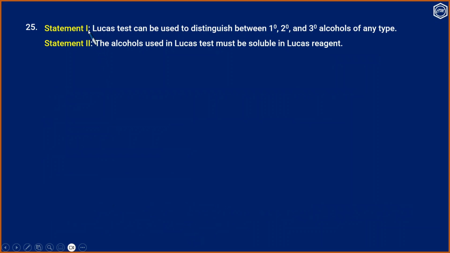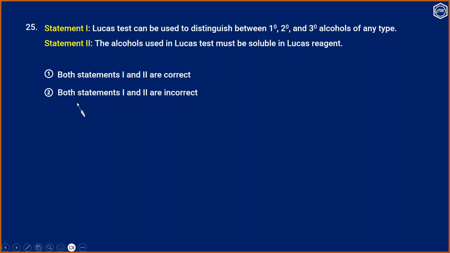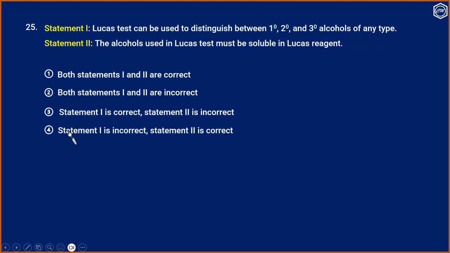Question number 25. Statement 1: Lucas test can be used to distinguish between primary, secondary, and tertiary alcohols of any type. Statement 2: The alcohols used in Lucas test must be soluble in Lucas reagent. Option 1: both statements 1 and 2 are correct. Option 2: both statements 1 and 2 are incorrect. Option 3: statement 1 is correct, statement 2 is incorrect. Option 4: statement 1 is incorrect, statement 2 is correct.